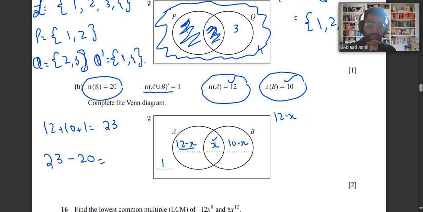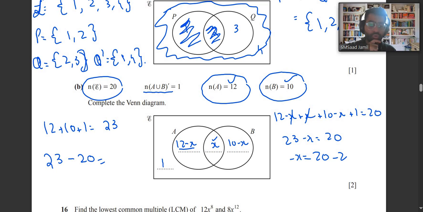So 12 minus x plus this intersection x plus 10 minus x plus this 1, all of this is equal to 20. Look, x cancels, 12 plus 10 plus 1 is 23, minus x is equal to 20. So minus x is equal to 20 minus 23, minus x is equal to minus 3, minus cancelled, x is equal to 3. Let me use a red pen for you now. X is 3, 12 minus 3 is 9, 10 minus 3 is 7, and that's how you have it.